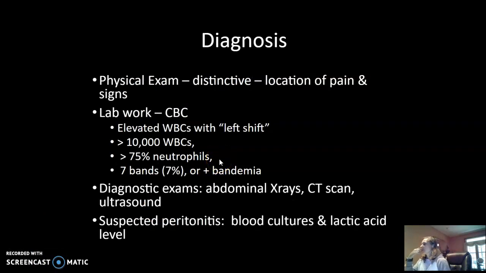Our diagnosis comes a lot from that physical exam because of those very classic symptoms, but we will also do some lab work. The CBC is going to probably show an elevated white count with a left shift. That means that we have greater than 75% neutrophils. That means your body's quickly pumping out new white blood cells, which means there's probably an acute infection going on that happened very suddenly.